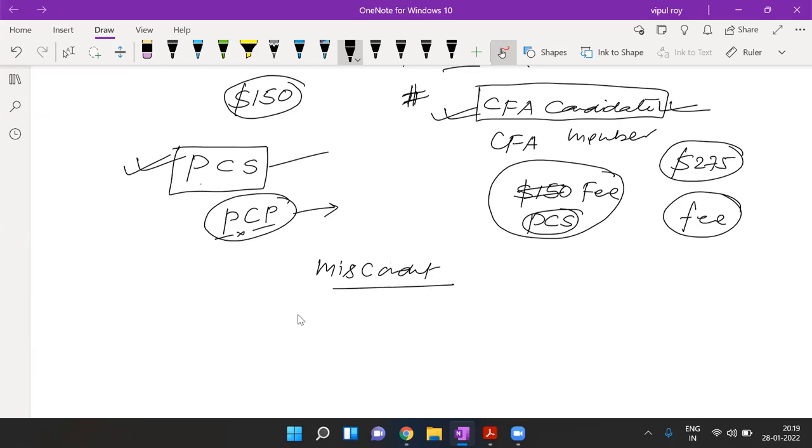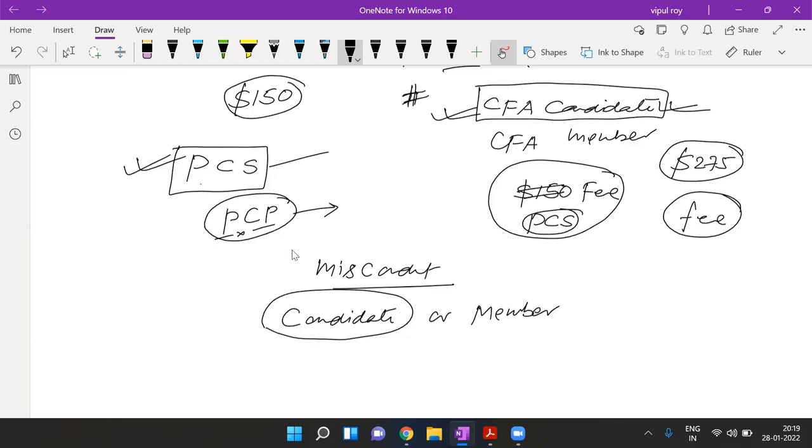See here, I'm using two words. This is very important for you to understand. I'm saying candidate or member. So if you are a CFA candidate, that does not mean that you are a CFA Institute member. For membership, you have to pay the fee and sign the PCS.